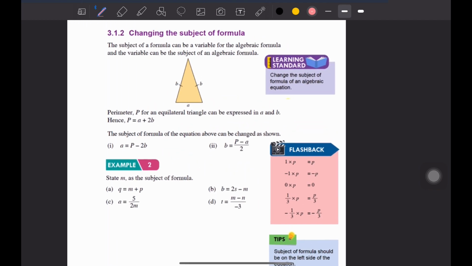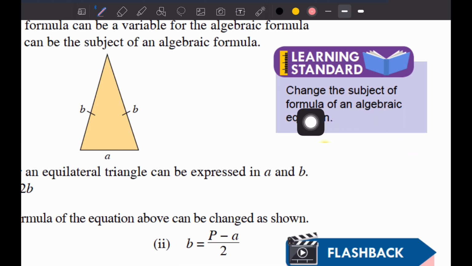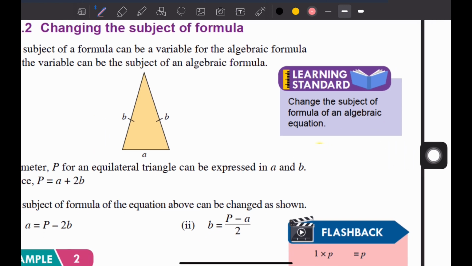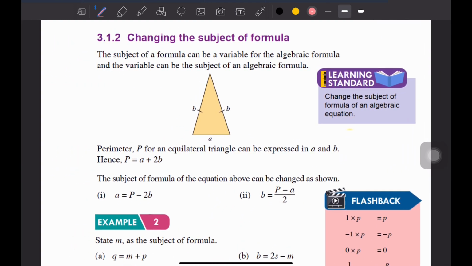Okay, the second learning standard. Change the subject of the formula of an algebraic equation. Okay, so what is this? Kita tengok dulu contoh. Okay, look at the example. The subject of a formula can be a variable for the algebraic formula, and the variables can be the subject of an algebraic formula.